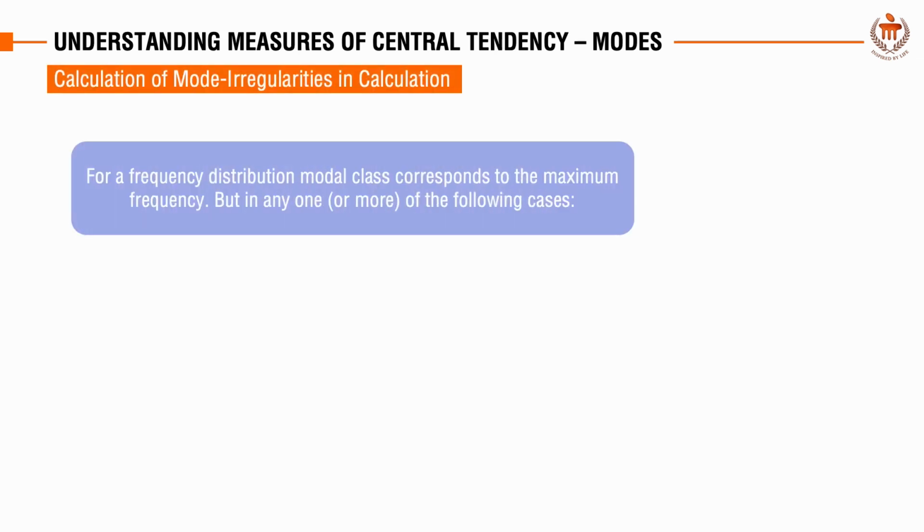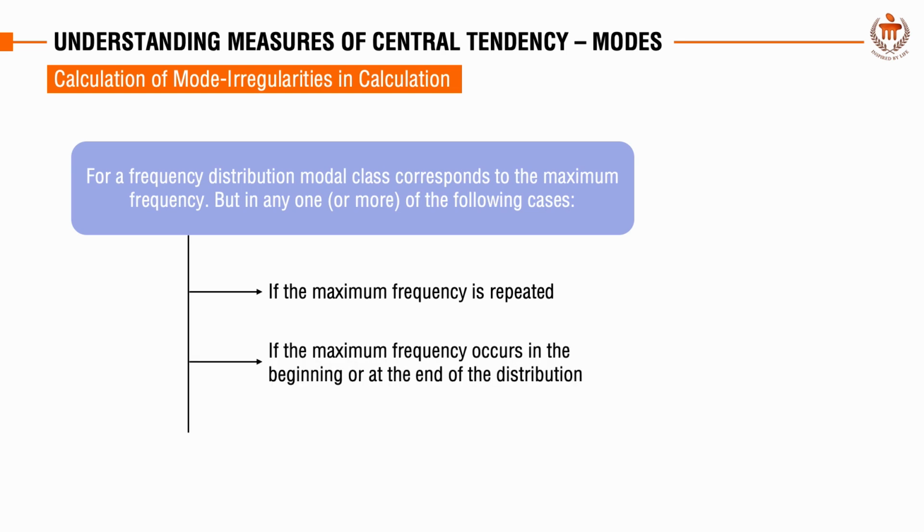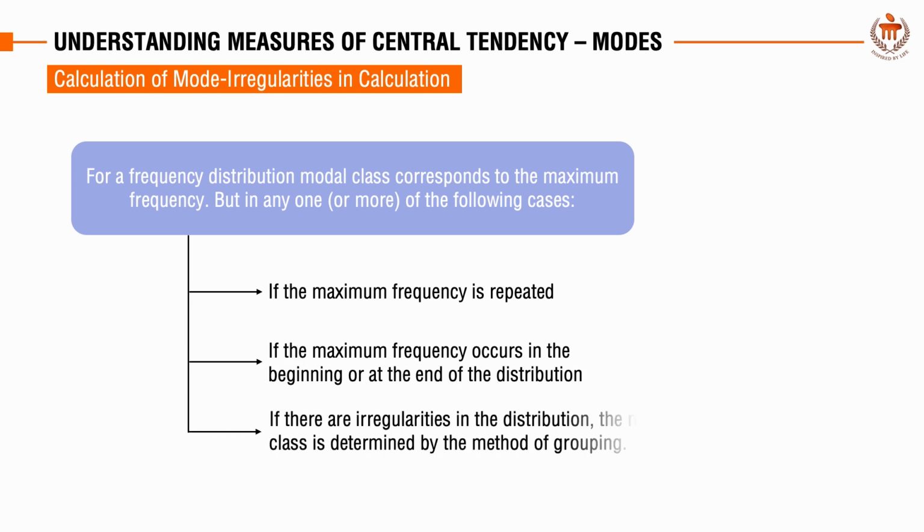So if we are working on the calculation of mode when there's an irregularity in the calculations, for that kind of scenario we do a different case. Imagine that the maximum frequency is repeated in a bimodal or multimodal scenario, or the maximum frequency occurs in the beginning or the end of the distribution, or there are irregularities in the distribution. The modal class is then determined by the method of grouping.